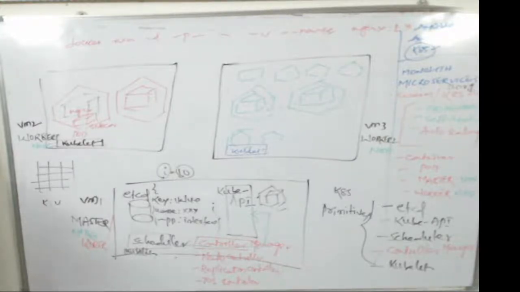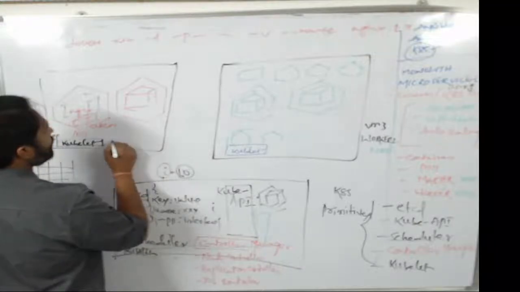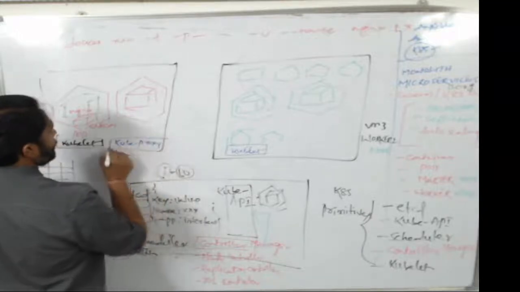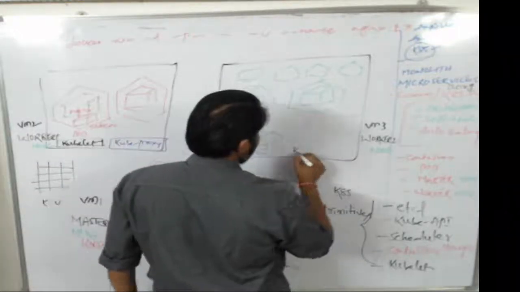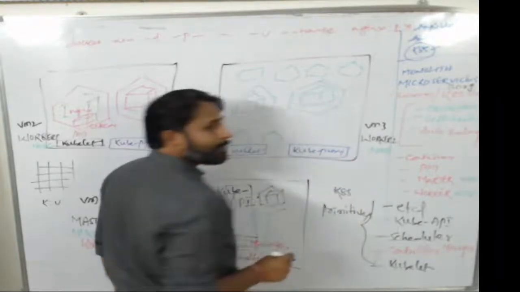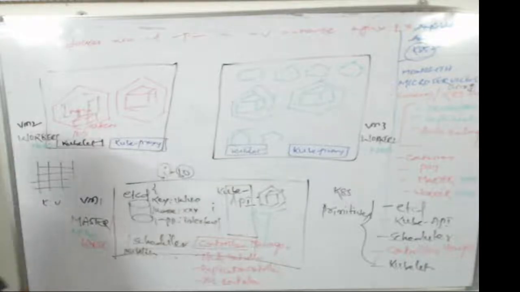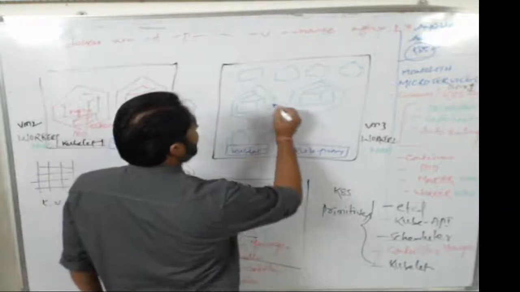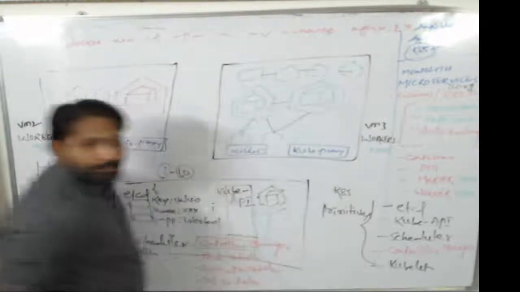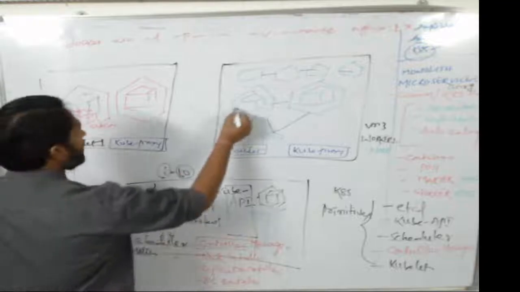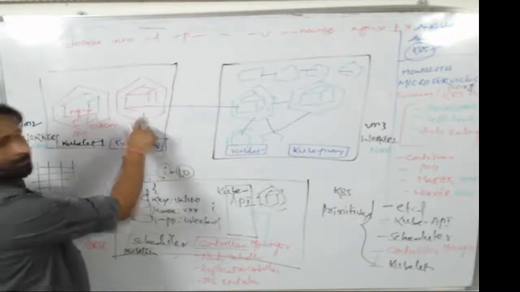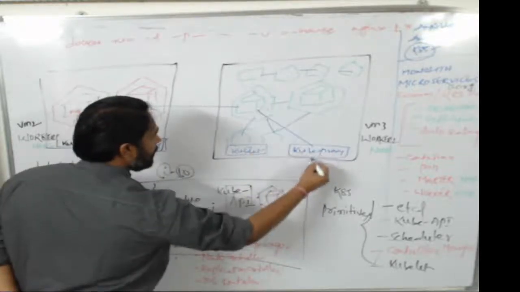The next and the last primitive is kube proxy. Now the kube proxy is the network component. It is responsible for making sure the pods are able to communicate with each other within a node and from node to node. So if this pod wants to talk to this pod, it is coming through the API.